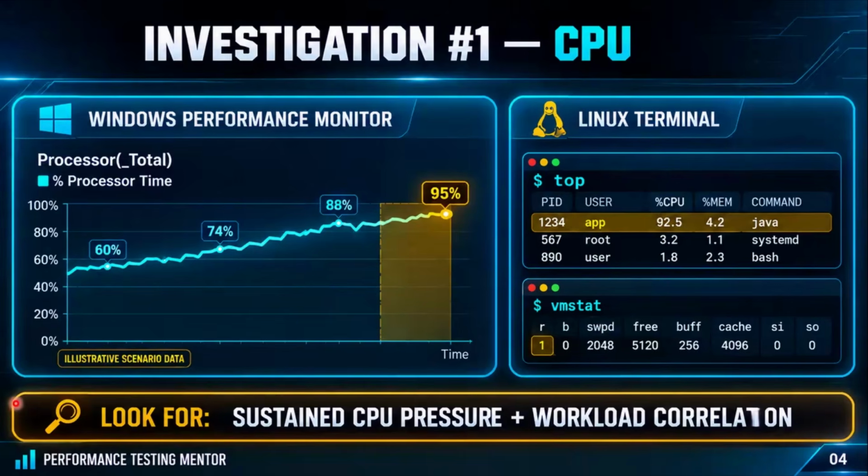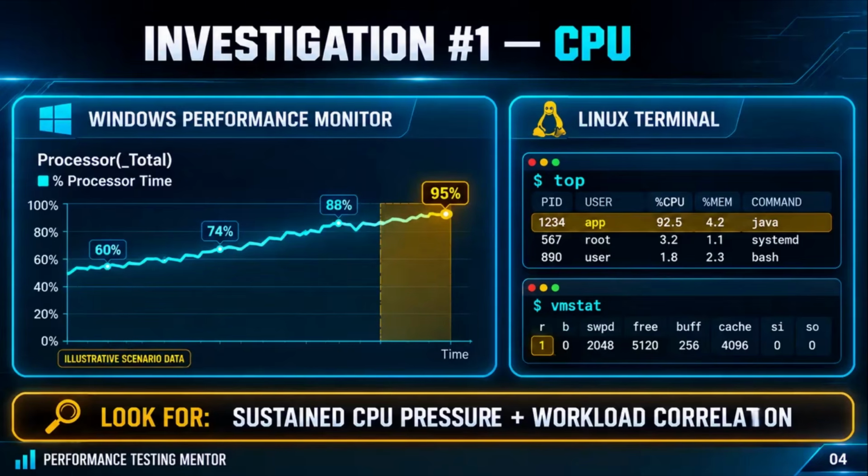But I'm not interested in one random CPU spike. Suppose the CPU progression looks something like this: 60%, 74%, 88%, and finally around 95%. Now that's more interesting. Why? Because the CPU pressure is increasing as the workload increases. And if that sustained CPU pressure occurs around the same point where response time begins to degrade, CPU becomes a stronger bottleneck hypothesis. But again, 95% CPU alone does not prove the bottleneck. The correct question is, does the CPU pressure explain the performance behavior we are seeing?